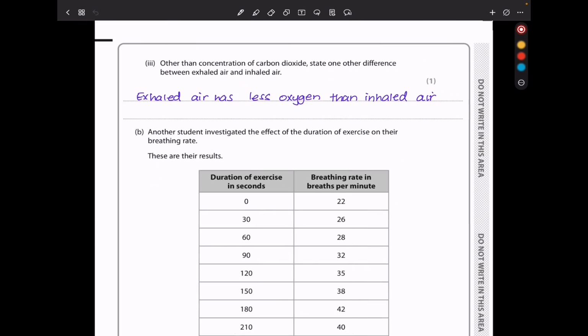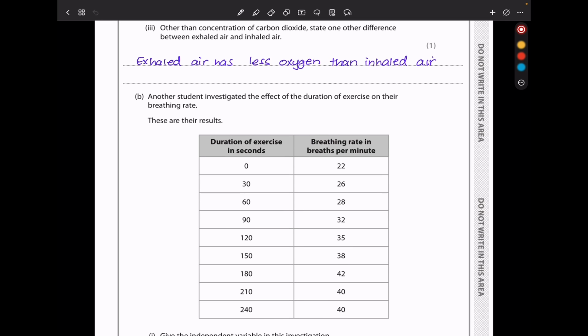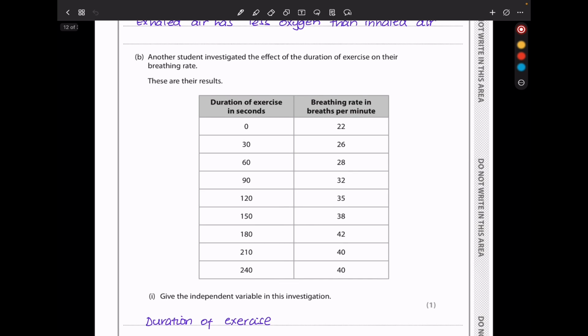Next they say, other than concentration of carbon dioxide, state one other difference between exhaled air and inhaled air. They have different concentrations of oxygen. For example, exhaled air will have less oxygen than inhaled air. And in part B, another student investigated the effect of the duration of exercise on their breathing rate.